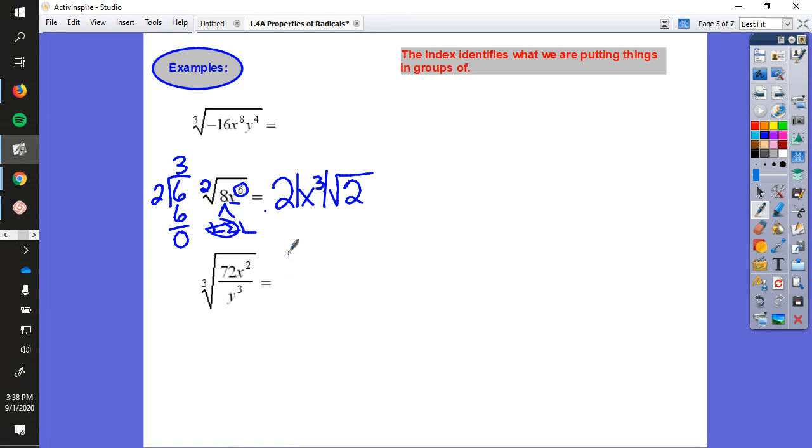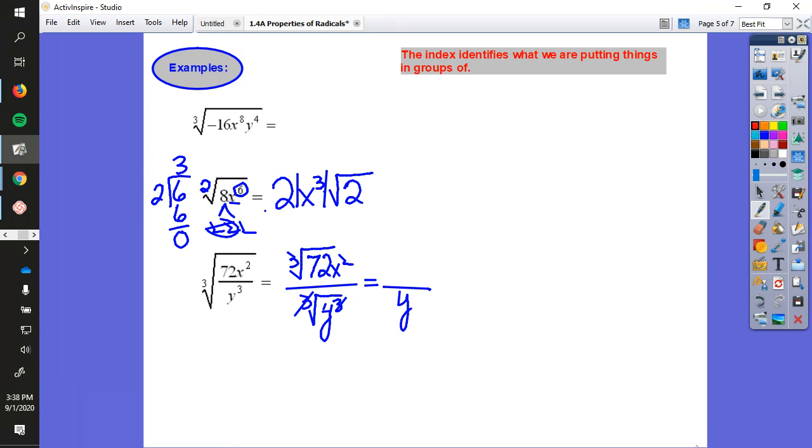Looking at the last one, I'm going to split this up using the quotient property of radicals, and then really it's like doing 2 problems here. So the bottom one is the cube root of y cubed. That one, the cube root and the cube cancel. I don't need to worry about absolute values because it's a cube root and it's a big hippie, anything goes.